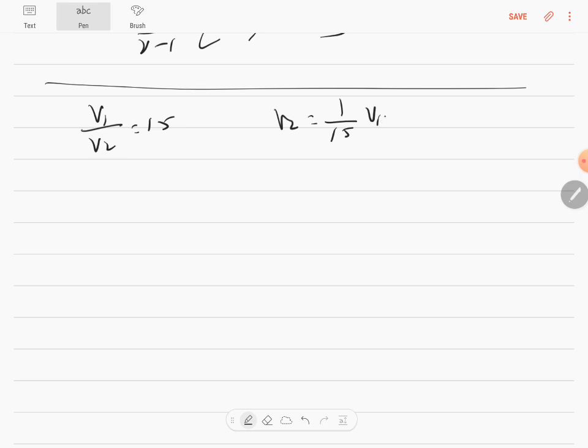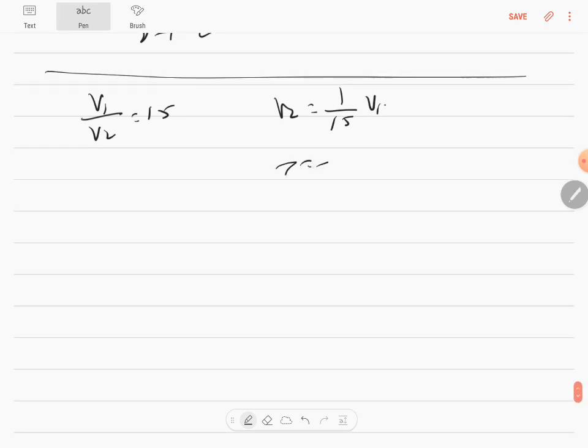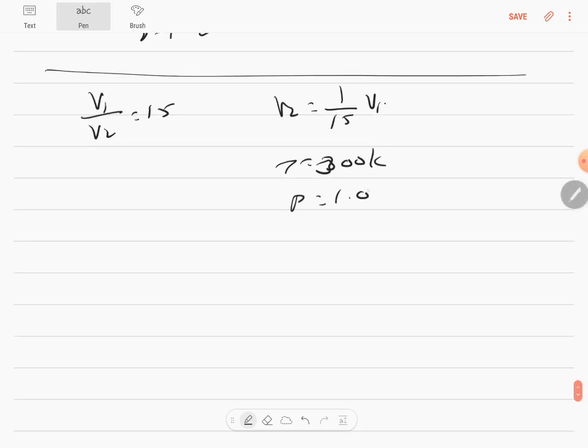If the initial pressure is 1.0 into 10 to the power 5 Pascal, which is the atmospheric pressure, and the initial temperature is, they are saying, 300 Kelvin. If they don't give it in Kelvin and give you in Celsius, you have to convert by adding 273 to get Kelvin. And pressure itself is 1.0 into 10 to the power 5 Pascal. Find the final pressure and the temperature.